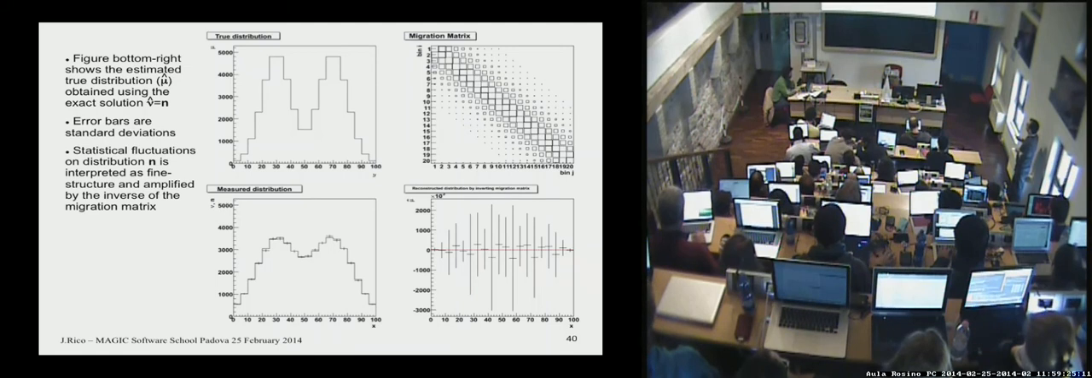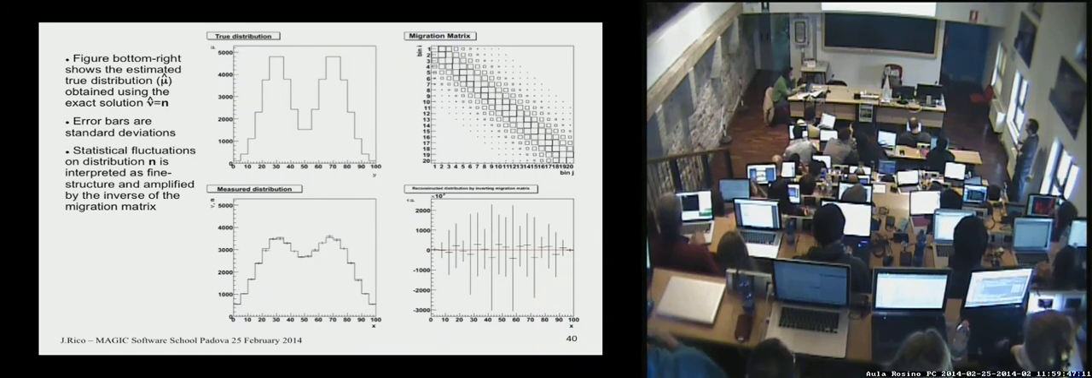Now we're starting from this true distribution that we want to recover, and this migration matrix that I was showing before. In this plot is shown in solid the values of nu, so the expectation values of the measurements, and in the data points, one possible realization that has some statistical fluctuations with respect to the expectation values. Now, if we take the values of n and multiply them by the inverse of the migration matrix, what we get as estimator of mu is this thing here.